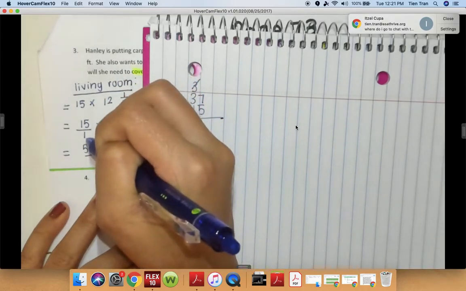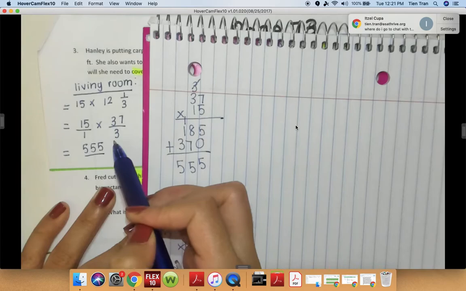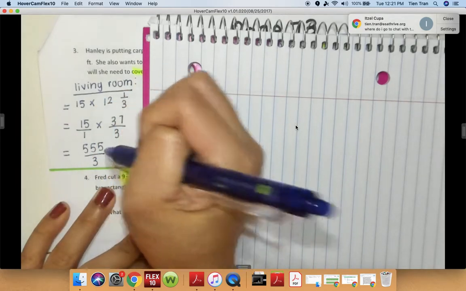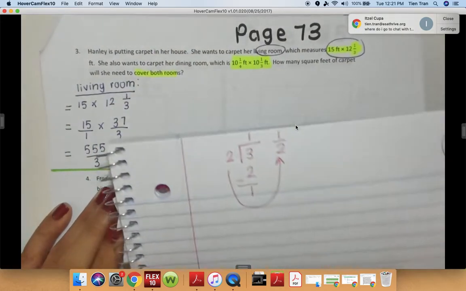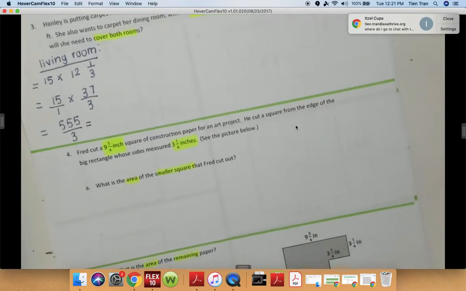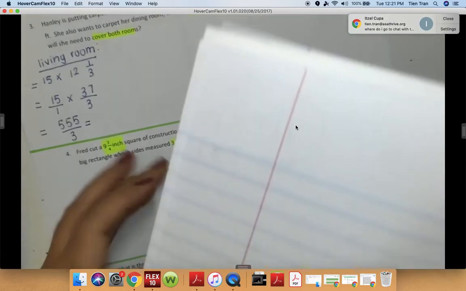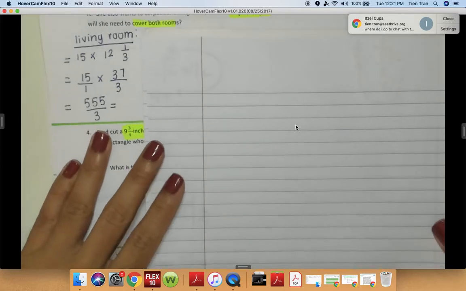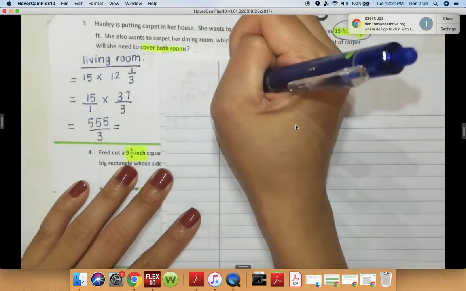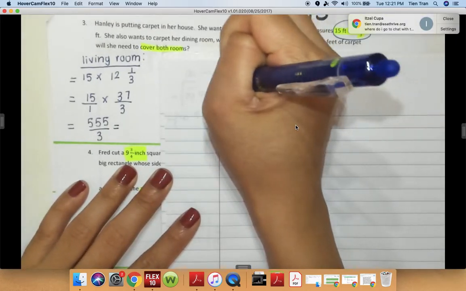Okay, and I need to multiply these two numbers. 1 times 3 is equal to 3. Now I'm going to divide. Looking for space in my notebook. So I'm going to divide right here for you guys to see. I have 555 divided by 3.